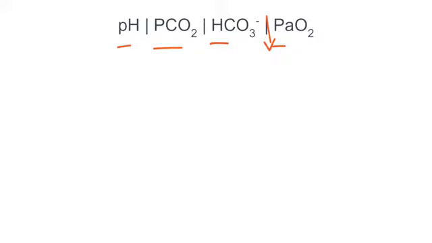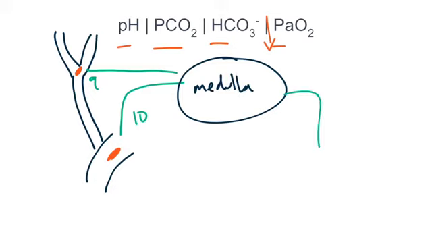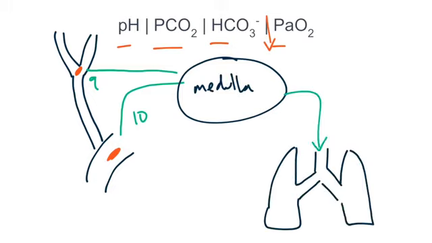Recall from the chapter on cardiology that the peripheral chemoreceptors in the carotid and aortic bodies detect the decreased PaO2, which then send afferent signals to the medulla through cranial nerves 9 and 10. So let me draw that out. This is the aorta, and here's the carotid body, and there are chemoreceptors that send their signals to the medulla through cranial nerves 9 and 10.